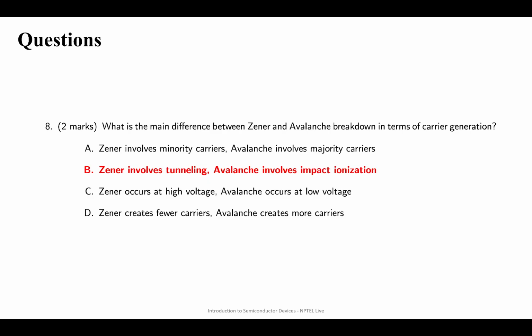So only B is correct. Both Zener and avalanche occur at high voltage, for breakdown your breakdown voltages are very high values. So the correct answer is B. Zener involves tunneling and avalanche involves impact ionization, where the kinetic energy of carriers is so high that they are able to ionize atoms and create electron hole pairs.